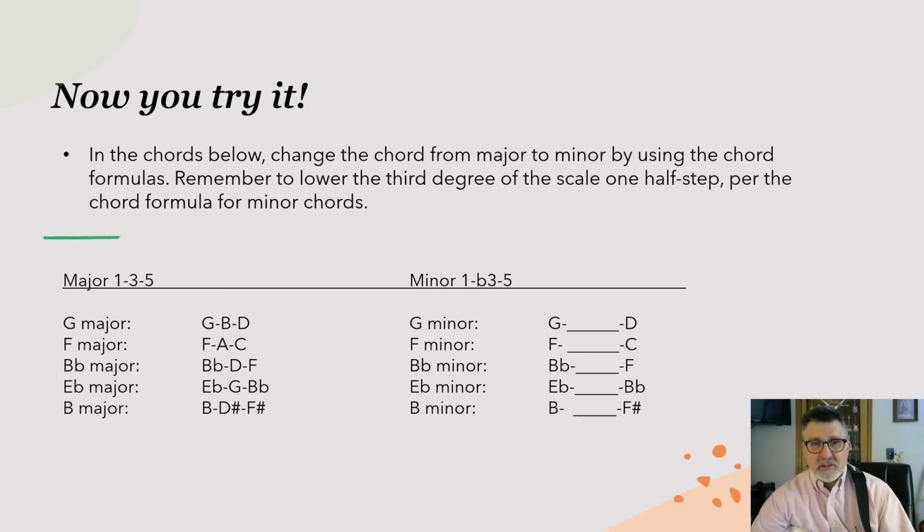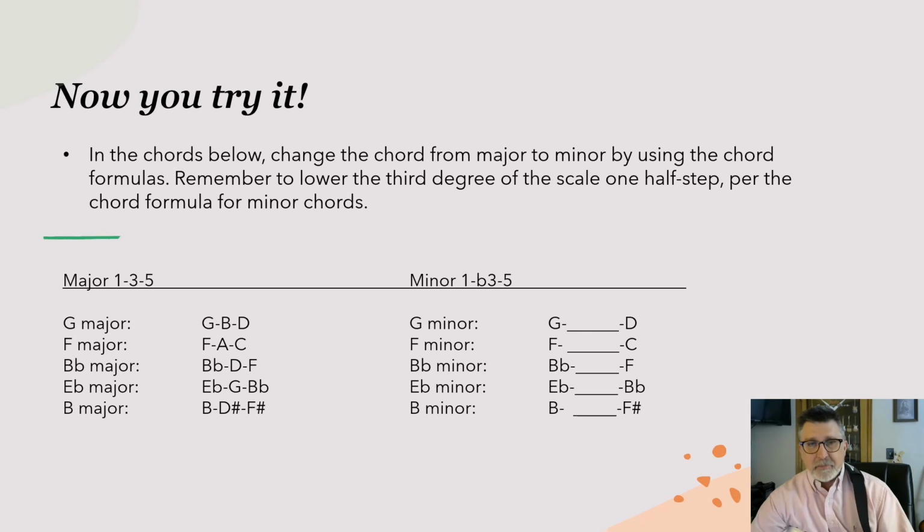Let's try it with the key of F. Okay, F, A, C. The A is your third degree, the 1, 3, and the 5. So F, A, C. To make an F minor chord, you'd have to lower that A, wouldn't you? That would make it F, A flat, C.